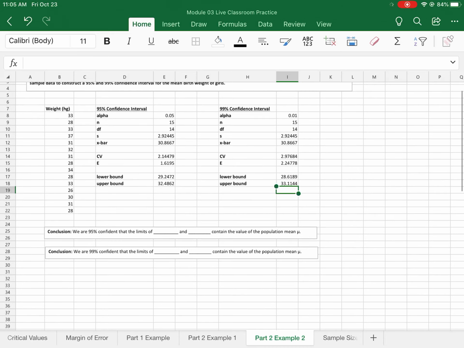Okay. So you can tell with that, it was really handy that I didn't have to, especially doing the mean and the standard deviation, redo that equation. I had already done it. So I could just copy that information over because it stayed the same. The alpha didn't stay the same, therefore the rest of my data didn't stay the same, so that's why I didn't copy that. But if it's the same, I just went ahead and copied it. So to answer the question then, we are 99% confident that the limits of 28.62 and 33.11 contain the value of the population mean mu.